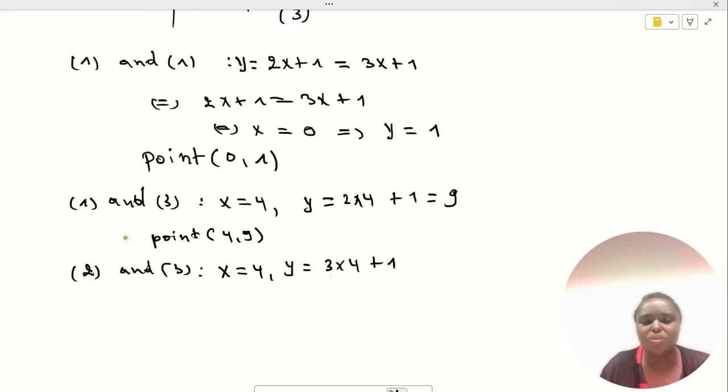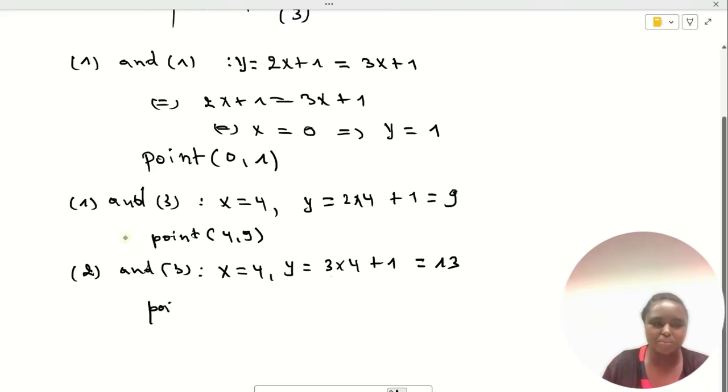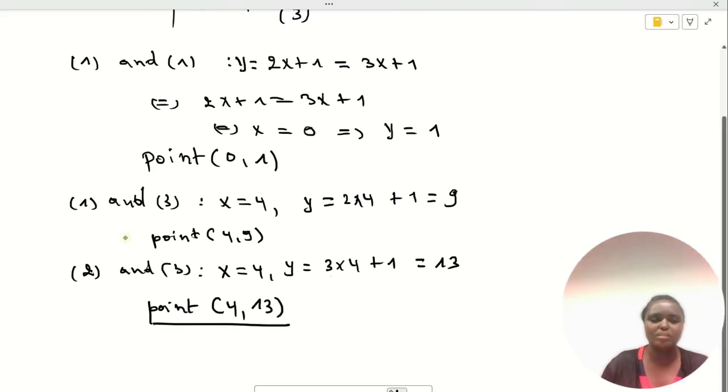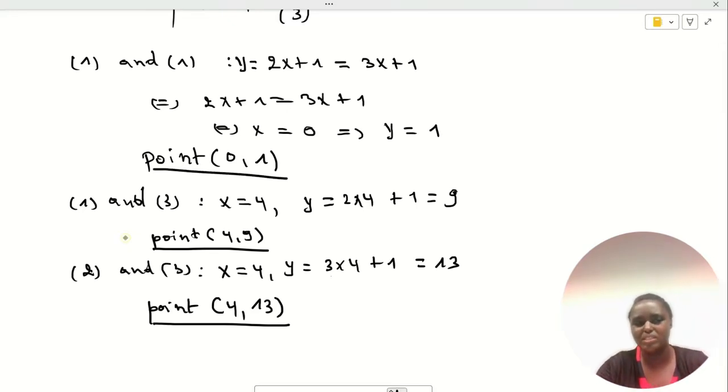Then 3 times 4 is 12. Plus 1 is equal to 13. Like this, right? And then the point of intersection, in this case, is the point with components 4 and 13. That was it. This point, and this point. These are the 3 points that they asked for in question number A.